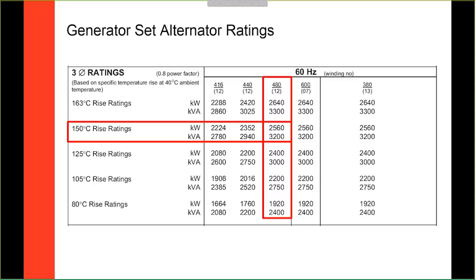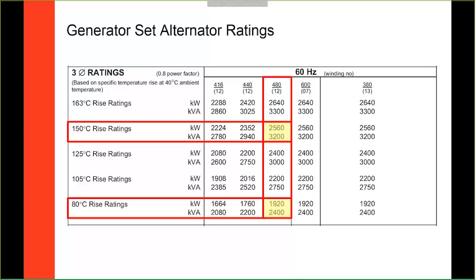If you were to ask the alternator for 2.5 megawatts, the internal temperature would rise about 150 degrees C. On the other hand, that 80 degree C temperature rise is going to yield about a 1.9 megawatt rating. And really the difference here is going to be the expected life of the product. Again, as you can imagine, when operating at 150 degrees C as opposed to 80 degrees C, the overall life of the insulation is probably going to be lower.